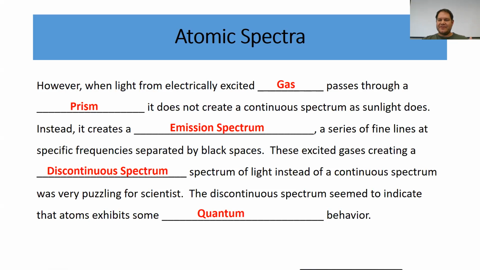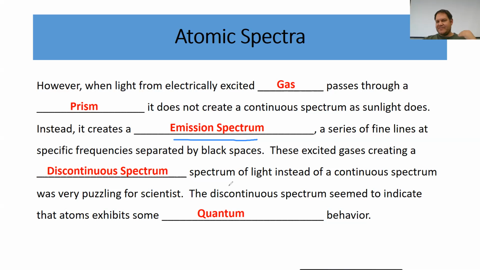And the emitted light from the gas is going to go through a prism, but something weird occurs. Instead of getting a continuous rainbow or continuous spectrum, we get what is called an emission spectrum, okay? Now, an emission spectrum is essentially a series of fine lines at specific frequencies, and they're going to be separated by black spaces. I'm going to show you what that looks like in a minute. So these excited gases are going to create what is called a discontinuous spectrum instead of a continuous spectrum.